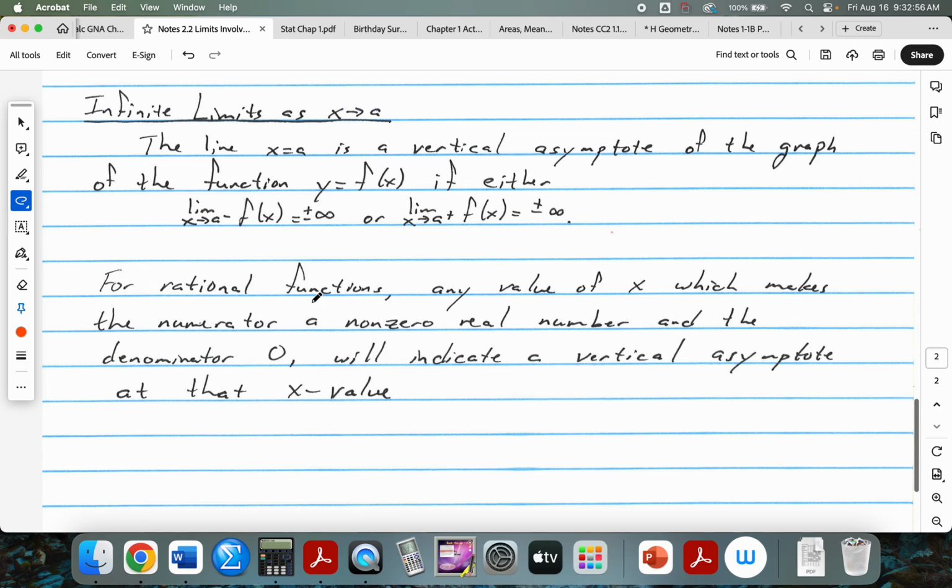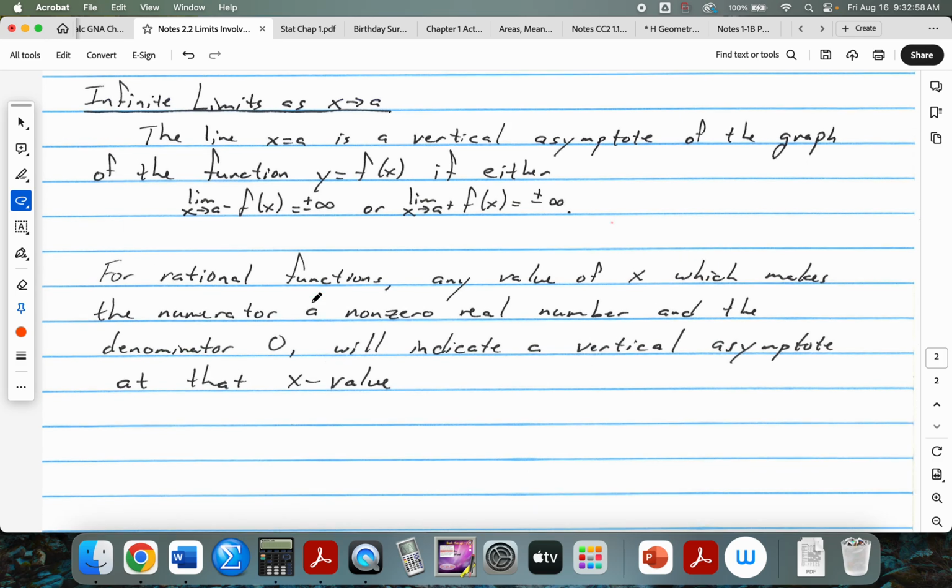All right, let's take a look at infinite limits as x approaches a. The line x equals a is a vertical asymptote of the graph of the function y equals f of x if either the limit as x approaches a from the left of f of x is positive or negative infinity, or the limit as x approaches a from the right of f of x is positive or negative infinity. Either way is fine.